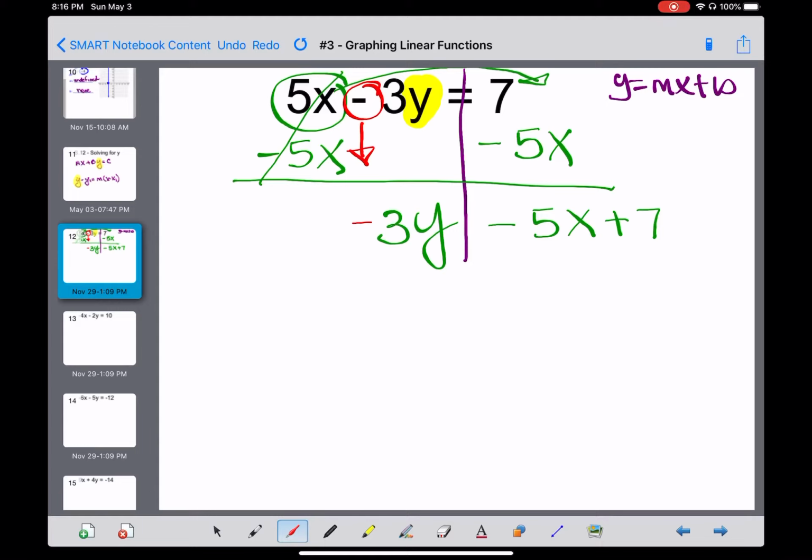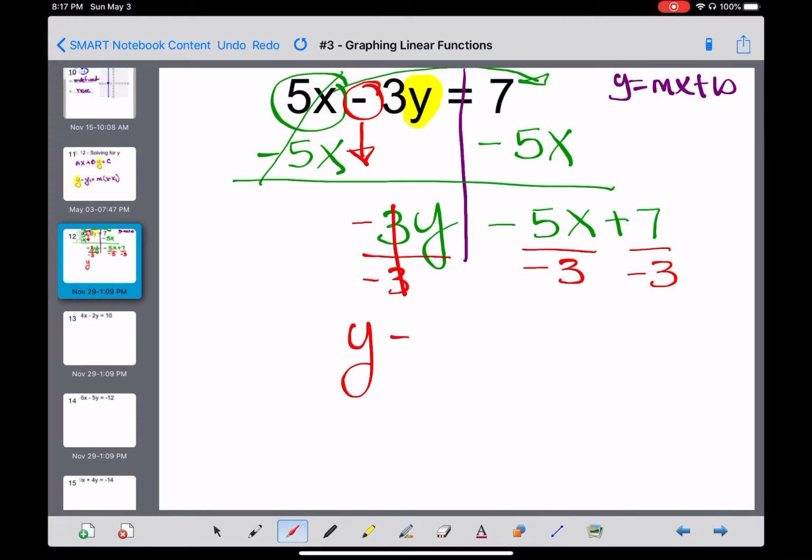So now I have to divide by -3 because I want to leave y by itself. Please do not forget that. I am going to divide by -3 on every term. So now I have y by itself.